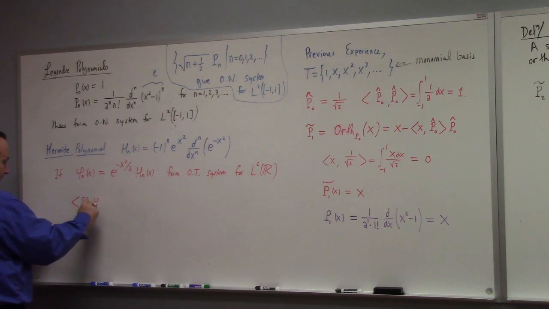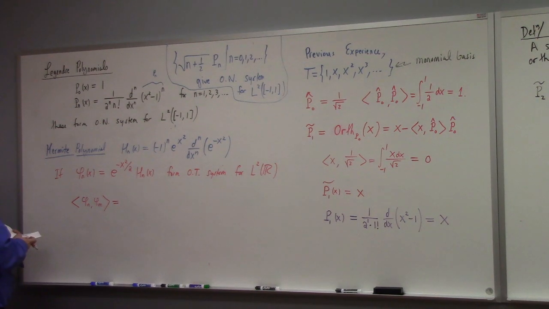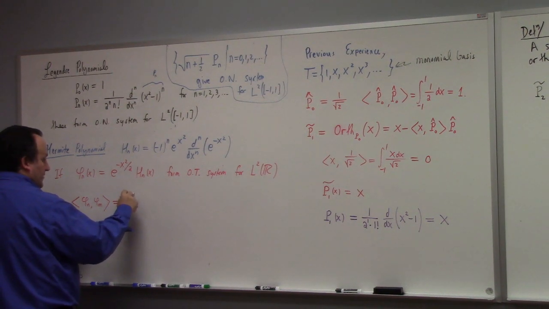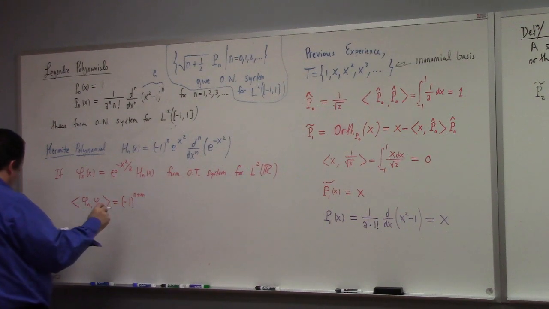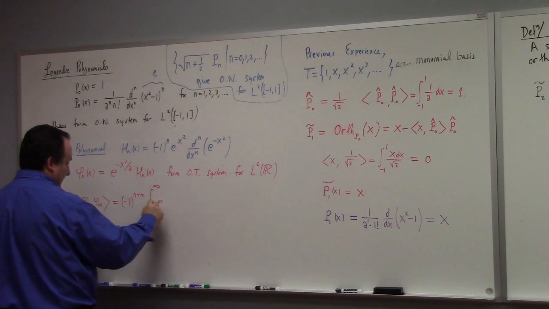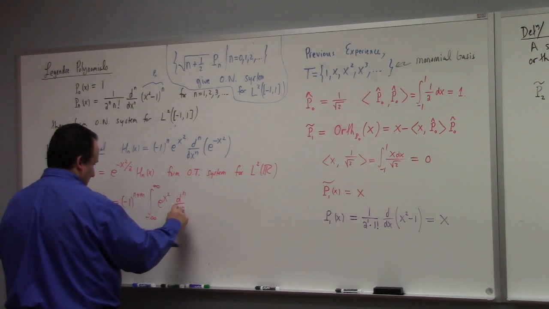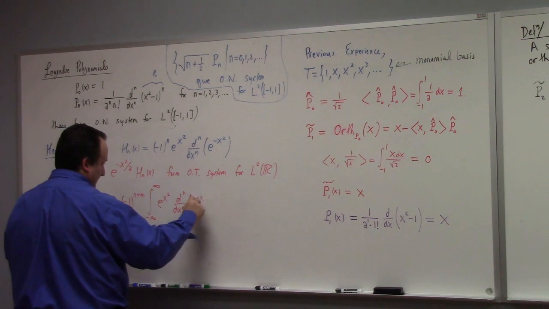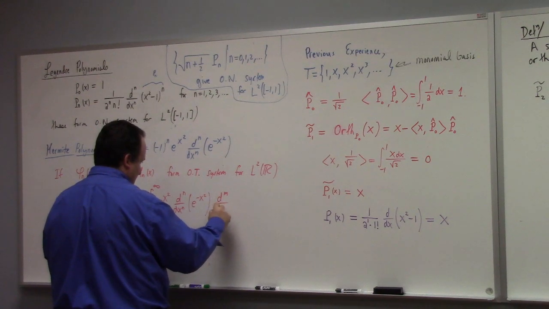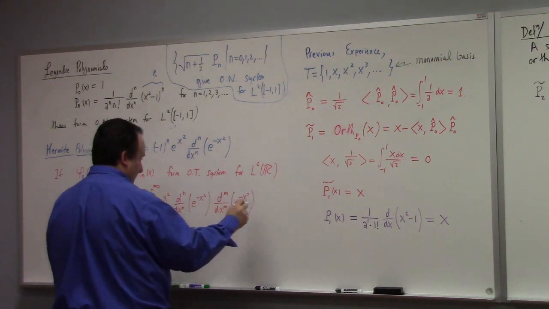You got phi_n, phi_m, and so what you're going to get is (-1)^(n+m), right? Integral from minus infinity to infinity of e^(x squared) times the nth derivative of e^(-x squared) times the mth derivative of e^(-x squared) dx.